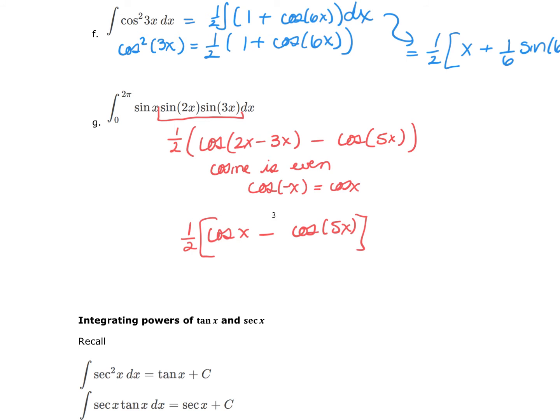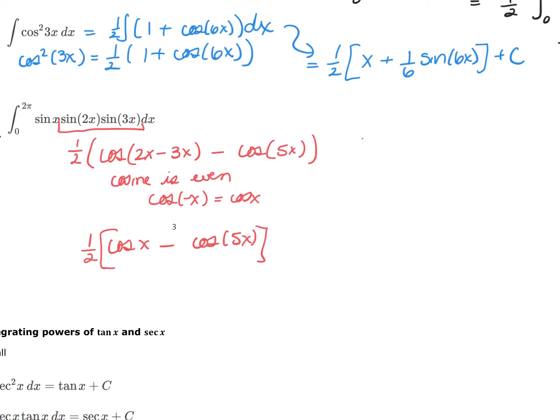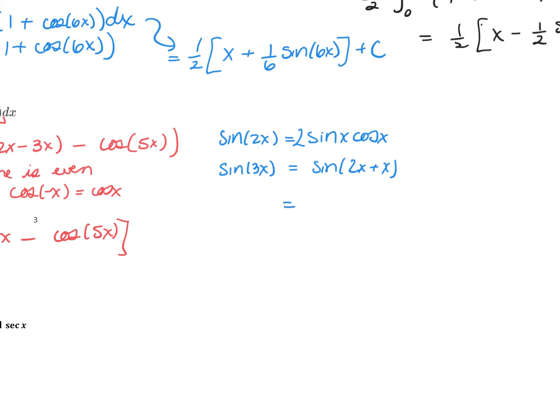Well, we know that the sine of 2x is equal to the sine of x multiplied by the cosine of x multiplied by 2. That's the double angle. I could use the fact that the sine of 3x can be written as the sine of 2x plus x, which then, using the sum and difference, becomes the sine of 2x multiplied by the cosine of x plus the sine of x multiplied by the cosine of 2x.